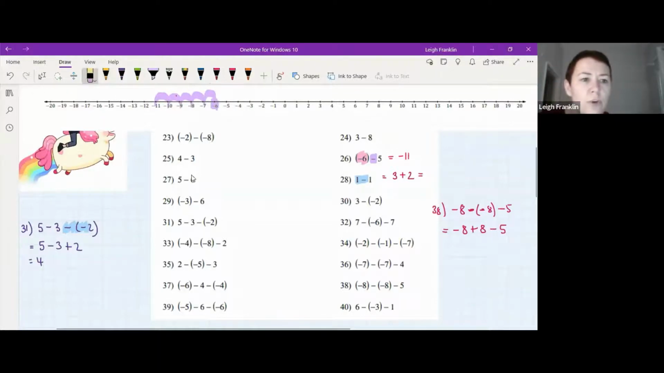So what we're going to do, go to our number line. Okay, let's find -8. Here it is. If I plus 8, I'm moving 8 to the right. And then when I've jumped 8 places to the right, I get to 0. And now it says minus.